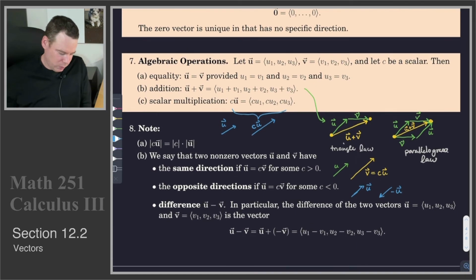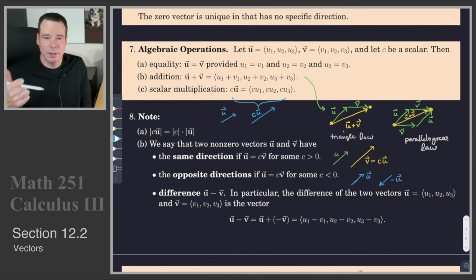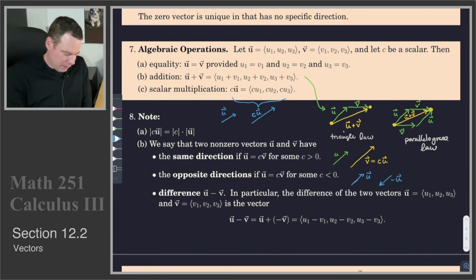Lastly, because we can now do addition and scalar multiplication by numbers that are negative, we can do a difference. What is u minus v? So here it's not surprising that u minus v is just, you take u and you subtract each of the components by the corresponding component of v. What I want to get out of this, though, is the corresponding picture.